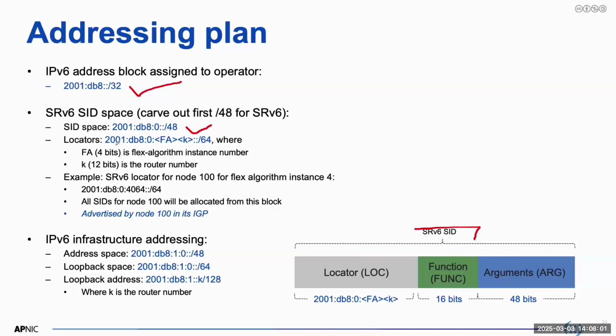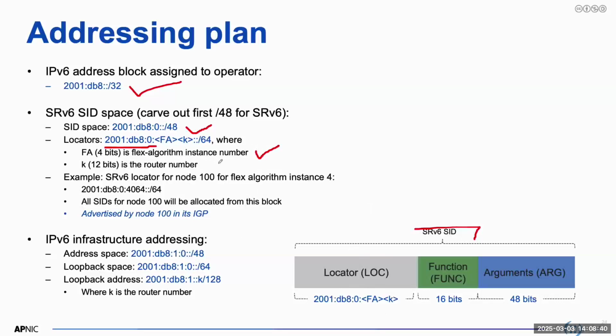So first we decided a /48, then out of this /48 we decided, okay, we will have a locator block which is /64. So after /48 we have 16 bits. First we have 4 bits for the flex algorithm, and then we have 12 bits for the router number. That means we can use 12 bits to generate different addresses, so we have enough addresses to assign to different nodes as well.